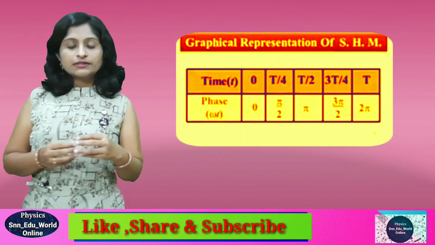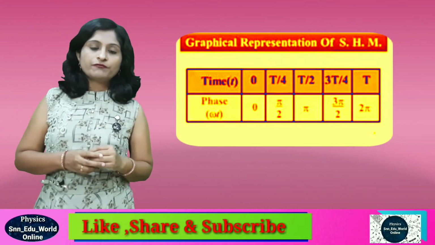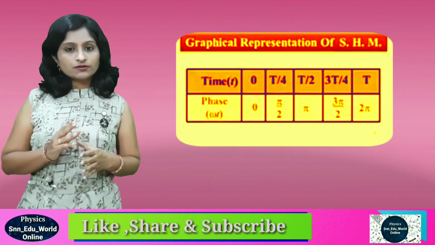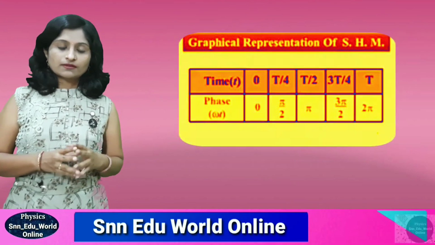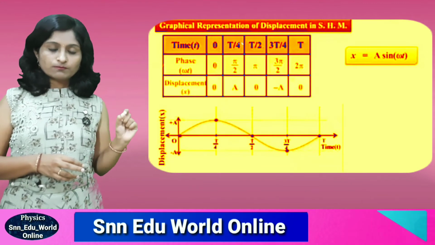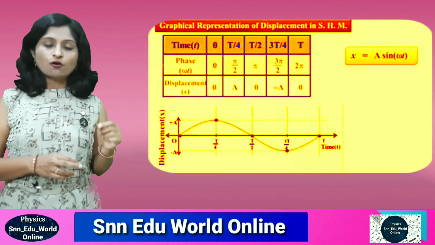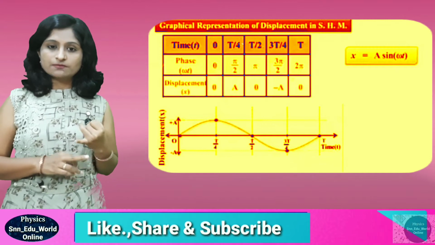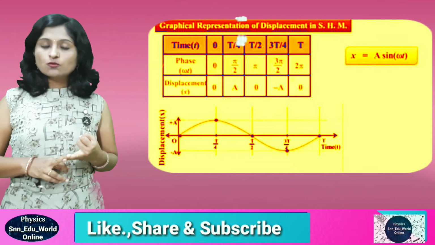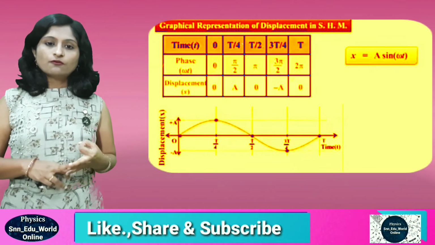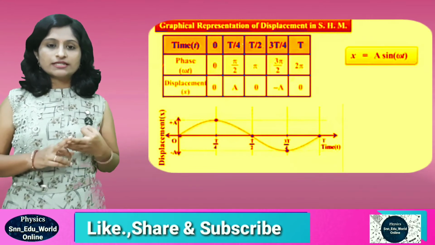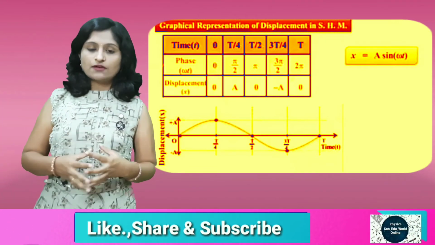Okay. Now using this phase angle, we will draw the graphs for the displacement, then for the velocity and then for the acceleration. Now according to simple harmonic motion, the particle starts from the mean position. We have already derived the equation for displacement, a sin omega t, the equation for velocity, a omega cos omega t, and the equation for acceleration, minus a omega square sin omega t. Okay, so let's start with this graphical representation.